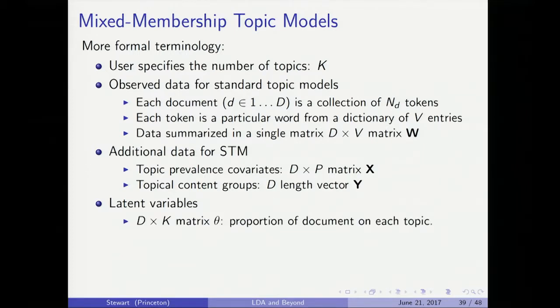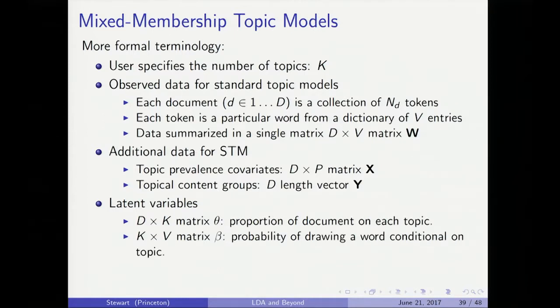And so what we're going to learn is the proportion of each document on each topic. This is essentially the thing we're trying to measure, right? We want to be able to summarize a document in terms of how much it's about the environment or something like that. That's what's going to be captured here. And we have the probability of drawing a word conditional on a topic, right? So we have the thing that tells us that that topic is capturing the environment because it has words like green and earth and, I don't know, environment words.